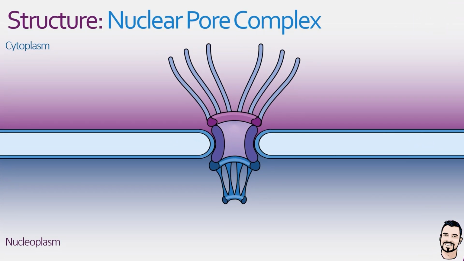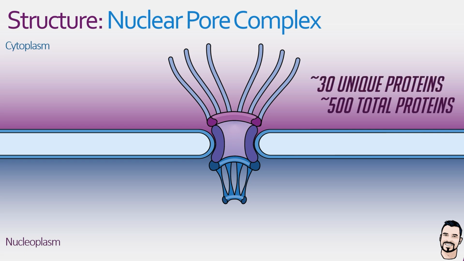Now, it's actually one of the largest protein complexes in the entire cell, an incredibly intricate structure that's made up of around 500 individual protein subunits built from about 30 unique proteins, collectively known as nucleoporins. Now, these are organized into four main structural groups, each with a specific role in how the pore operates.